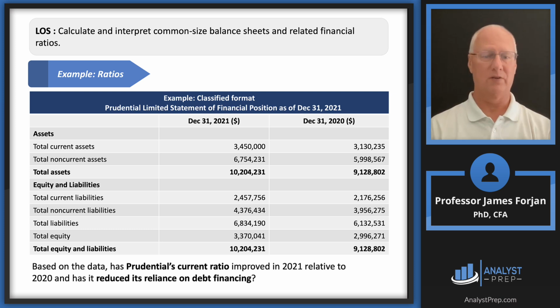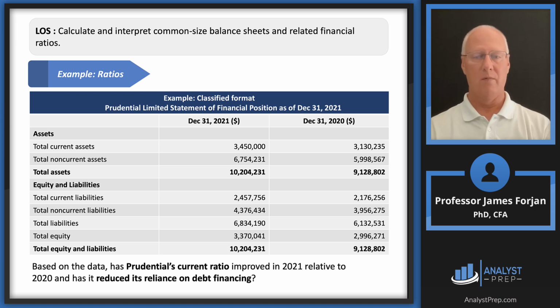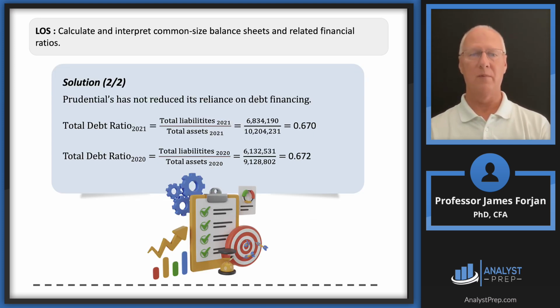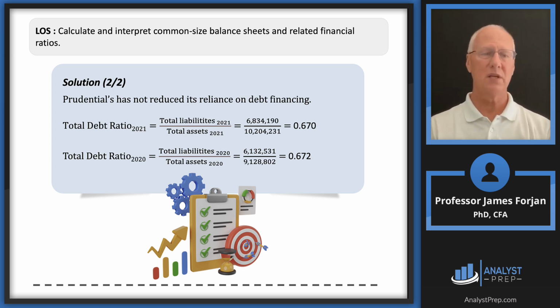Let's take just a quick example of Prudential. So there we have 2020 and 2021. What has happened over time? Well, let's go ahead and compute the current ratio. There's 1.4. In this current year, 1.44. In the previous year, here's the total debt ratio, 6.7 to 6.7. So there's no reduction in reliance on debt financing. So these are the kinds of questions that the Institute is going to ask.